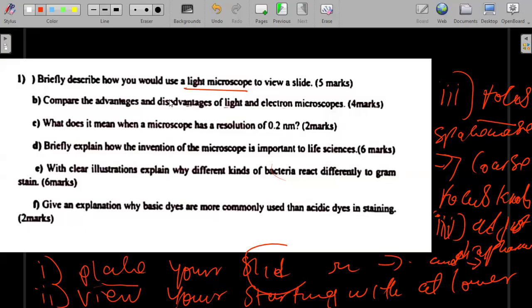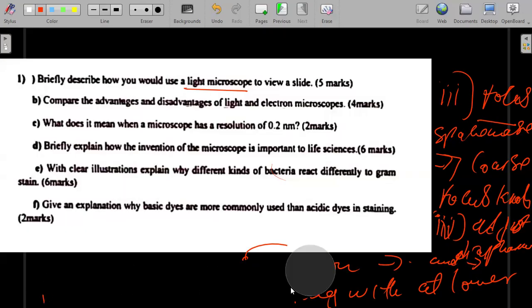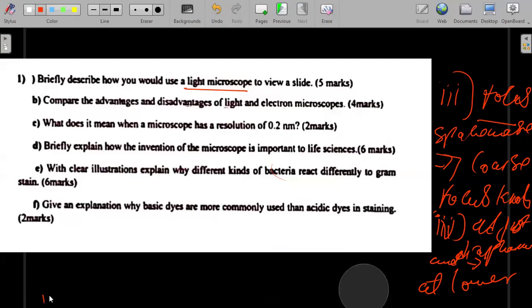Then what can be the final step? Now remember at point number 2, we were viewing our slide at low power. So the next thing, after you adjust and get a clear image, is that now we can view our slide at high power. So that would be the last step.